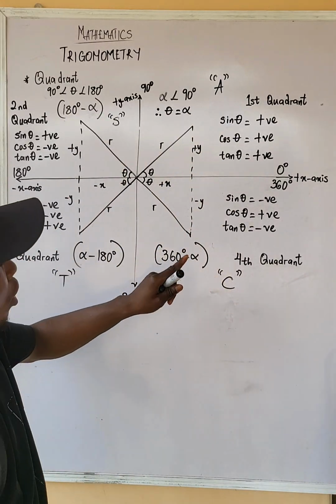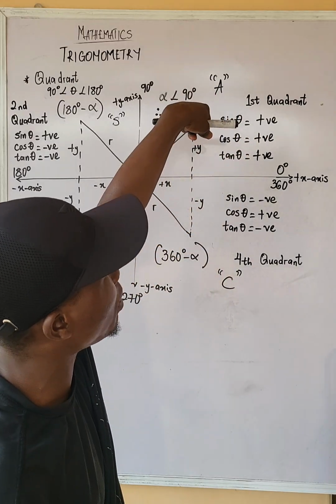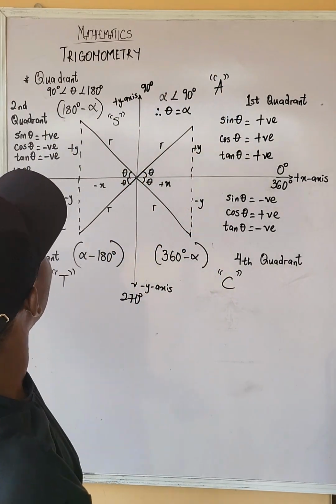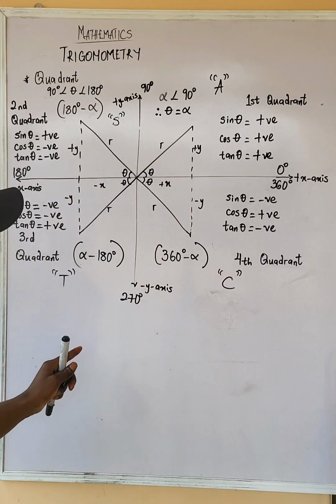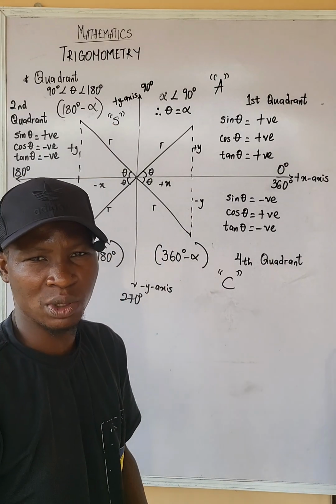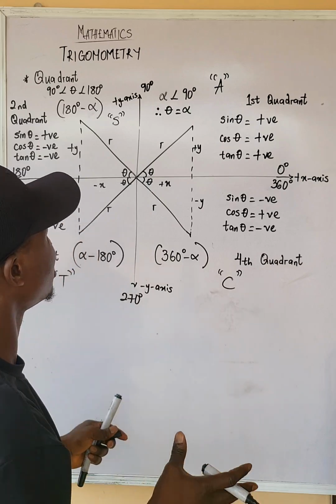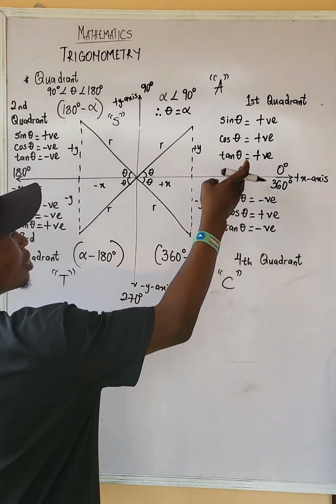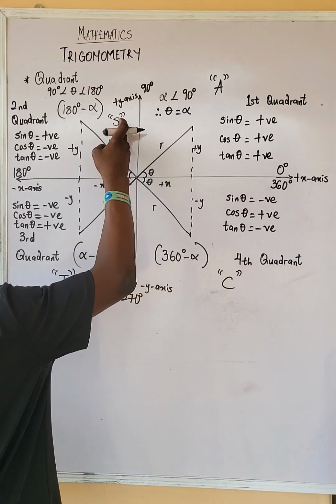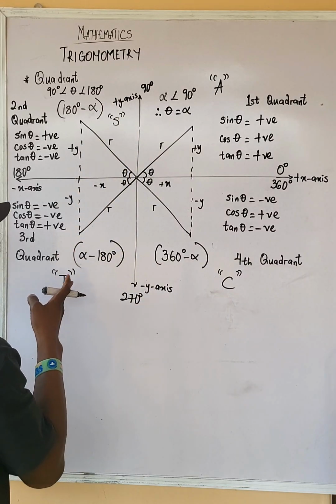Do you get? So on the first quadrant, all are positive: sin, cos, and tan are positive. On the second quadrant, sin is only positive. On the third quadrant, tan is only positive, while on the fourth quadrant, cos is only positive. So please, this is just what you need to know. Cos on the fourth, all on the first, sin on the second, and tan on the third is positive.